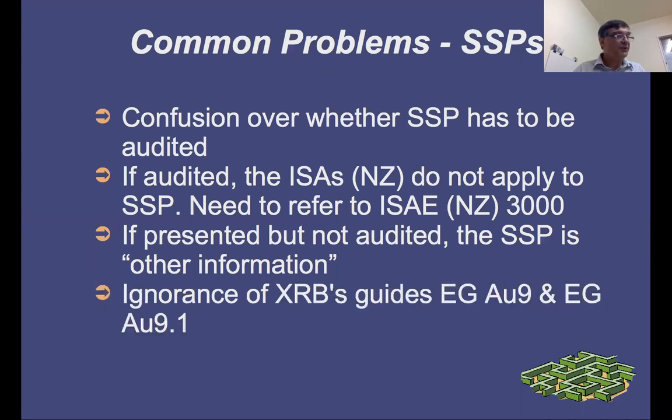And lots of auditors don't know about the XRB's guides, explanatory guideline AU9 and AU9.1, which is reporting on tier 3 and 4 entities. Download them free from the XRB's website.